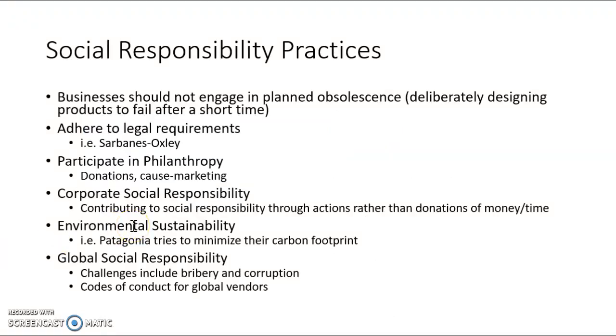So some good social responsibility practices. One, a business shouldn't engage in planned obsolescence. And this really just happens when a company designs products poorly, knowing that they're going to fail within a short period of time so people have to buy them again. Obviously, companies should adhere to legal requirements such as Sarbanes-Oxley, which really came out of some major issues in accounting practices, unethical behaviors in accounting practices.